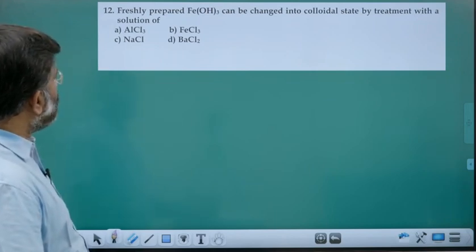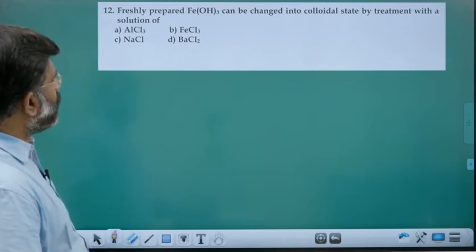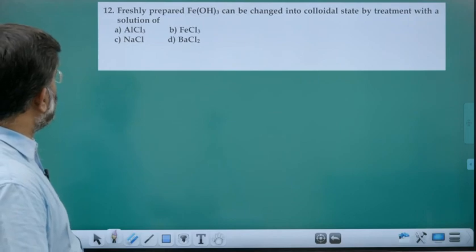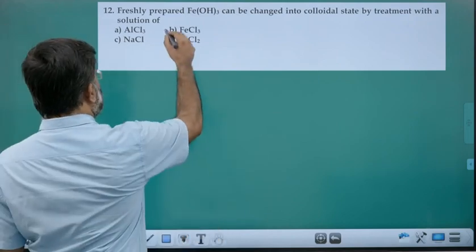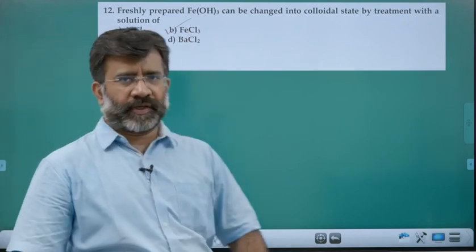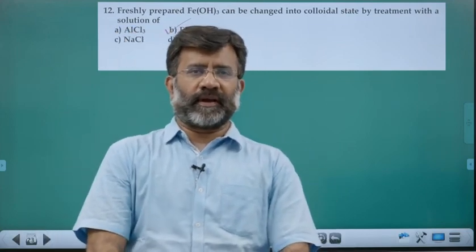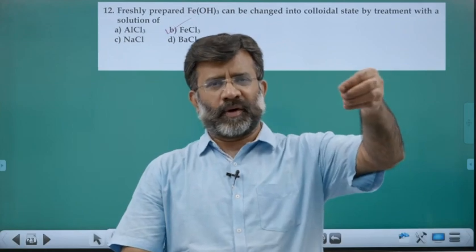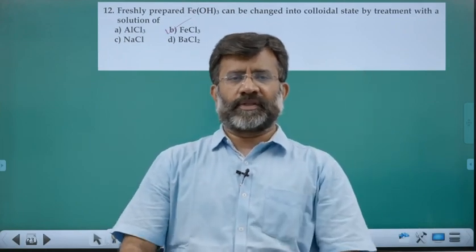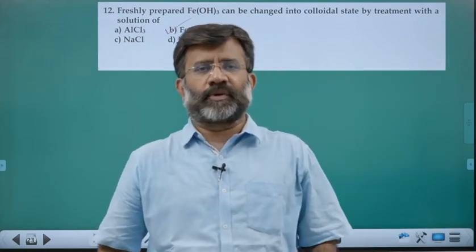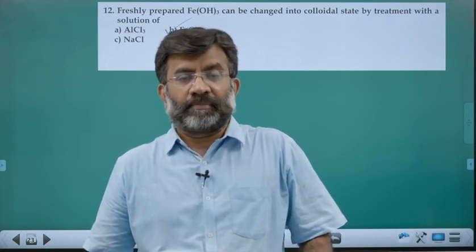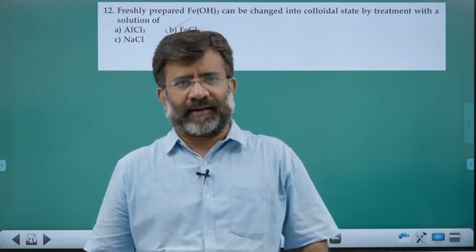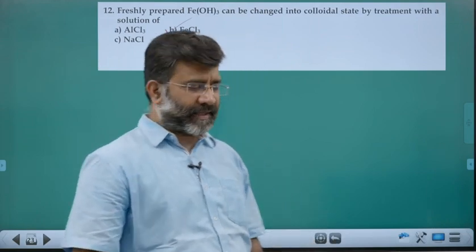Freshly prepared ferric hydroxide can be changed into the colloidal state by treatment with a solution, a process called peptization. Freshly prepared ferric hydroxide is made into powdered form, added to solvent, and a small amount of ferric chloride is added, which will stabilize the sol, and the process is called peptization. Learned.